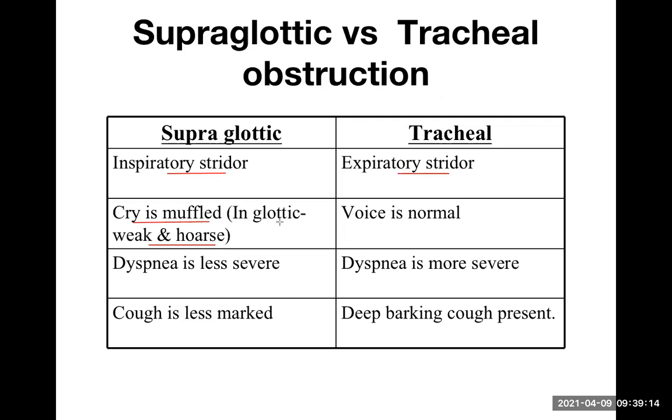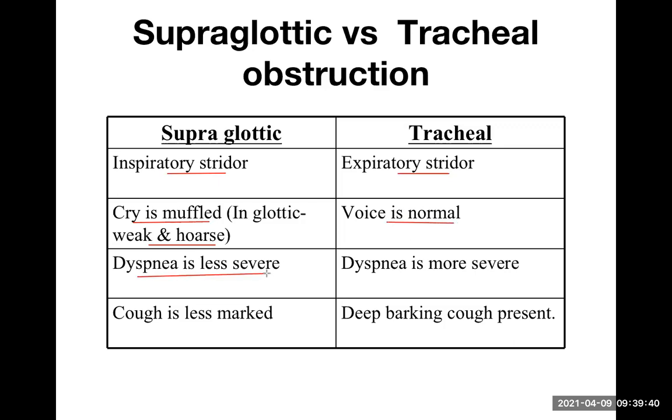Now, glottic means vocal cord, larynx, and from there voice is produced. So if something goes wrong in our larynx, then the voice quality will change. This is known as hoarseness of the voice. And sometimes the voice will be very weak also. We cannot produce the voice. We have experienced that. And in the trachea, the voice is normal.